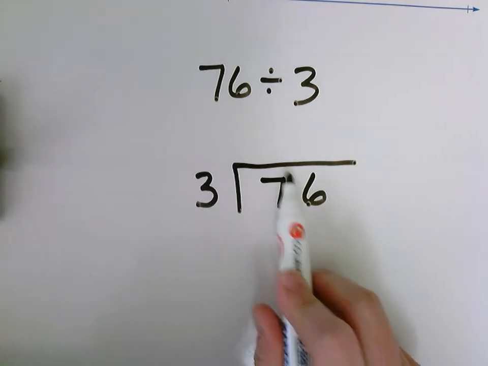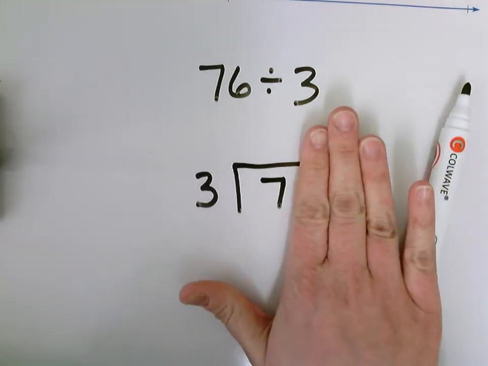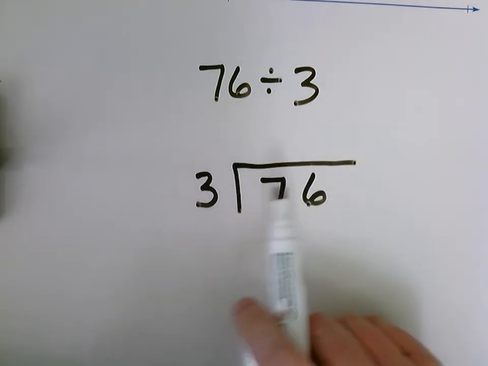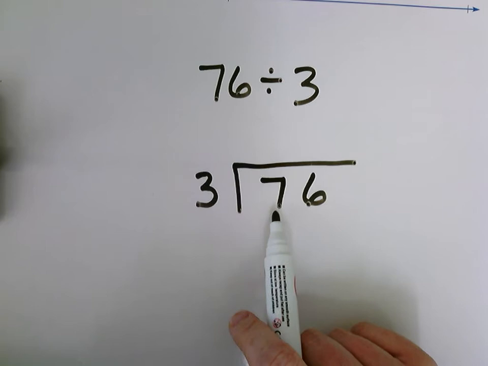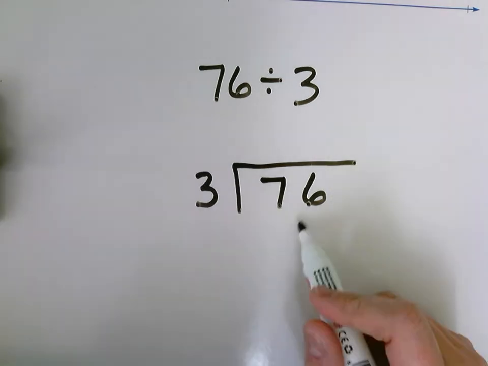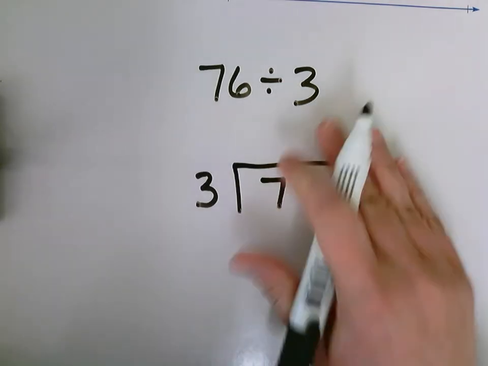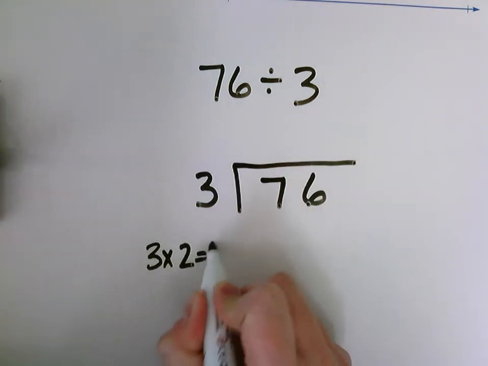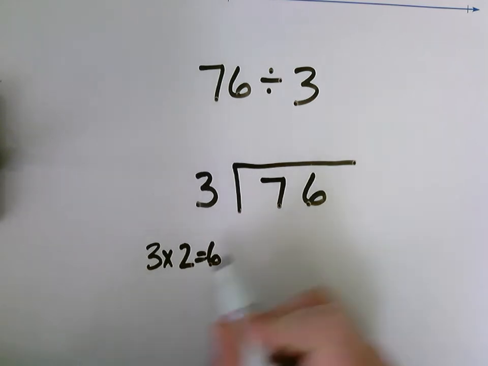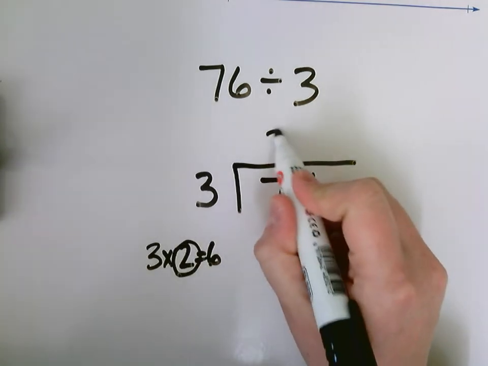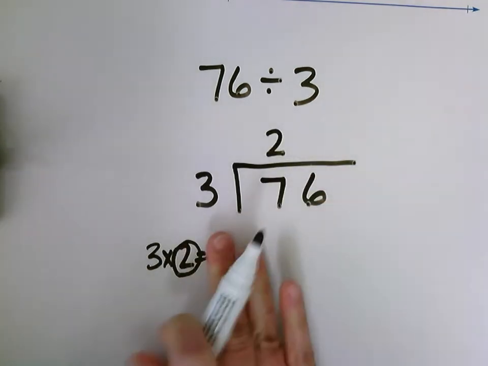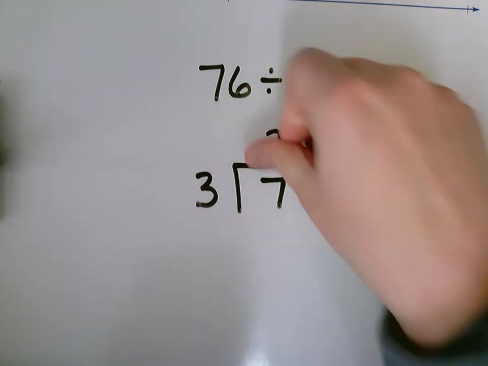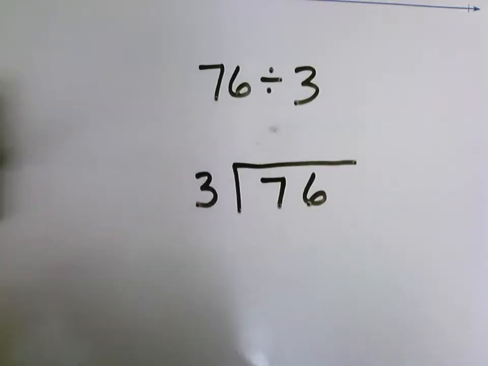So I have just 7 tens. I'm only looking at the 7 right now. So I need to think of a number that's close to 7 that 3 will go into. Let's see, I'm trying to just get to 7. Well, 3 times 2 is 6, and that's as close as I can get to 7. So I'm going to put this 2 right up here on top of my 7. That's where it's going to go. I'm going to use a different color so that it stands out. Let's do a 2 in blue.